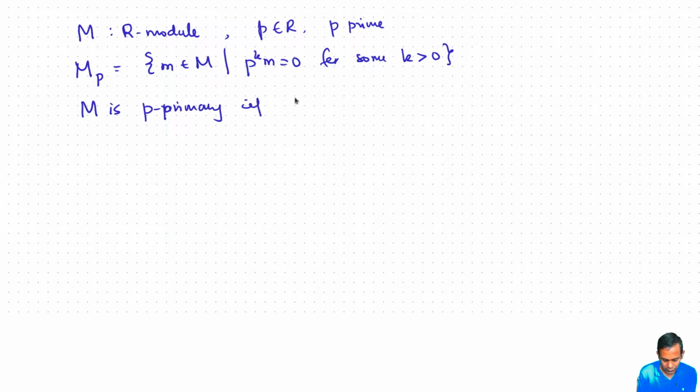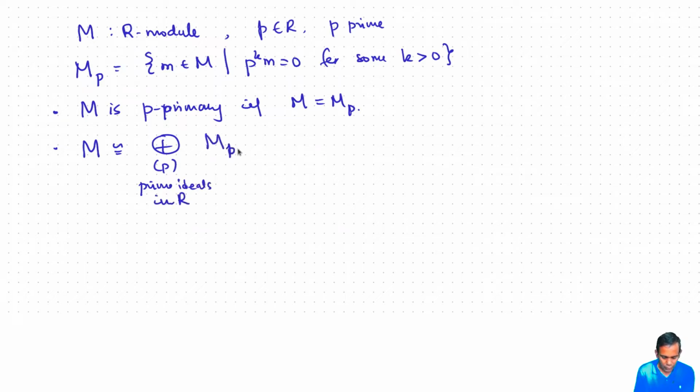M is said to be P primary if M is equal to M_P. Also, if M is a torsion module, then M is isomorphic to the sum over all primes P of M_P. So every torsion R module can be written as a sum of its P primary parts.